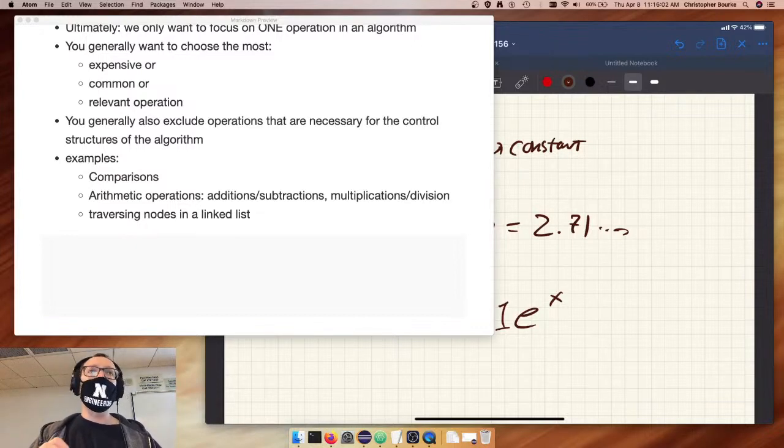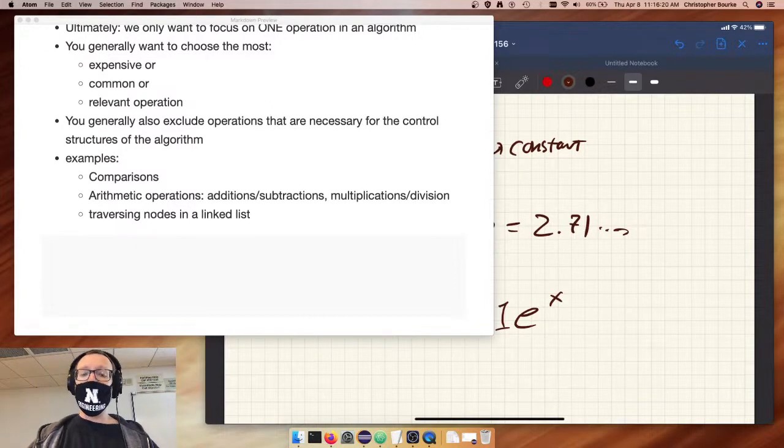Choosing these things, there's not necessarily only one right choice. There could be a couple of choices. Your choice of elementary operation, your choice of input, your choice of input size could lead to a different analysis of the algorithm. And that's perfectly fine as long as it's reasonable, right?